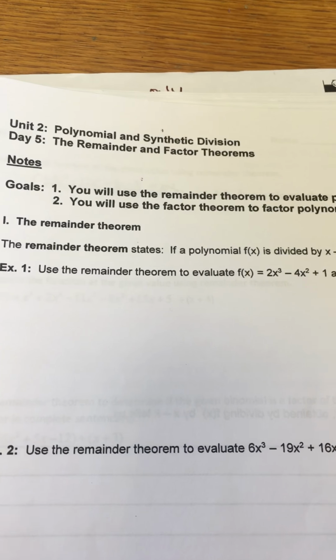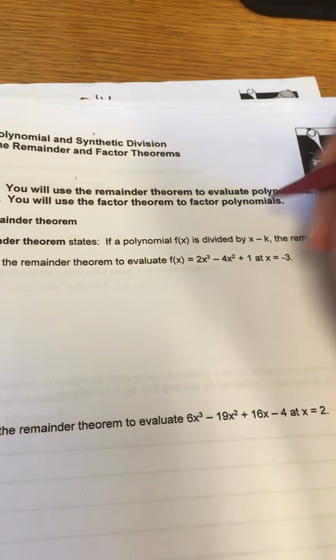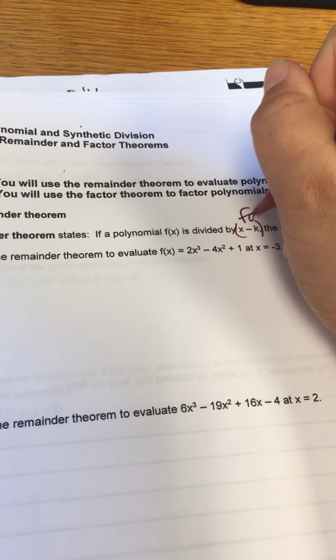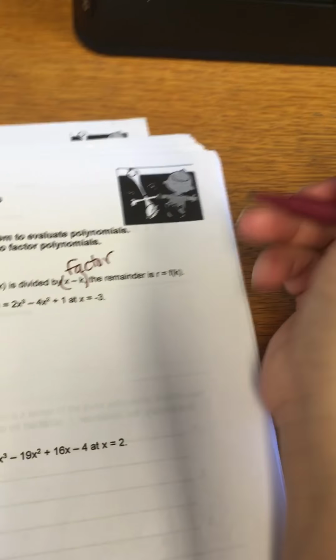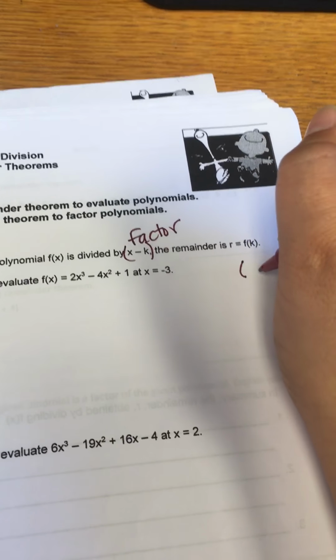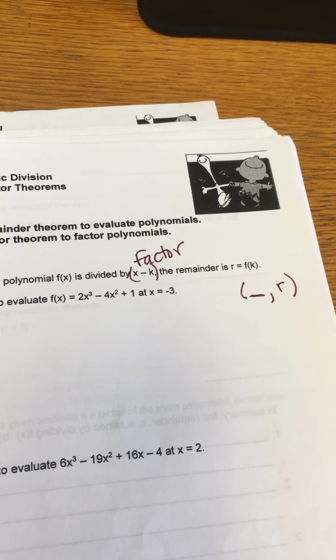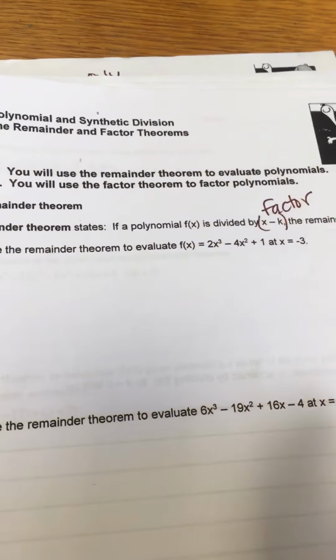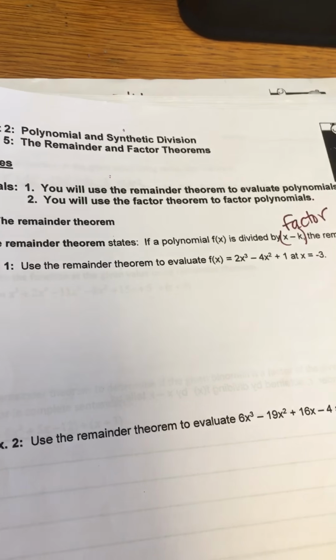The theorem states on page 23 that if a polynomial function is divided by a, so this is the factor, the remainder is going to be kind of like an ordered pair. Whatever number you plug in, the remainder will be what comes out at the end. So it's really no different than what we've been talking about when we're doing long division or synthetic division. Sometimes you will end up with a remainder at the end and sometimes you won't. So there's actually several different ways you can do this.